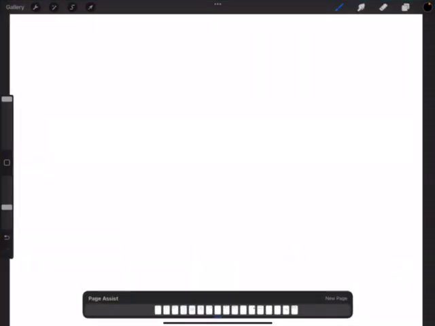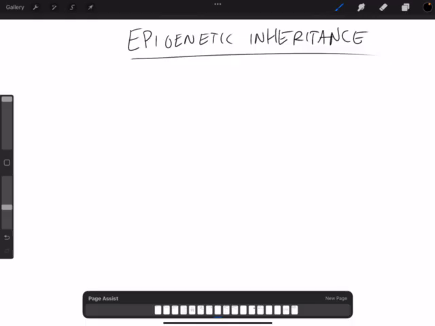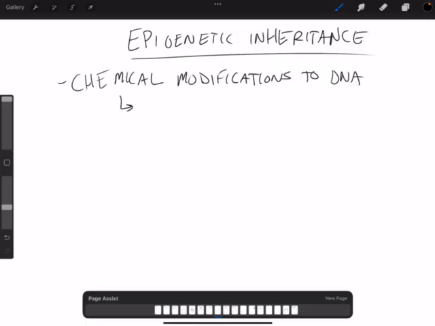All right, let's go on to the next violation of Mendelian inheritance, and that is epigenetic inheritance. All right, so epigenetics is usually involving chemical modifications to the DNA directly. The example is often methylation.